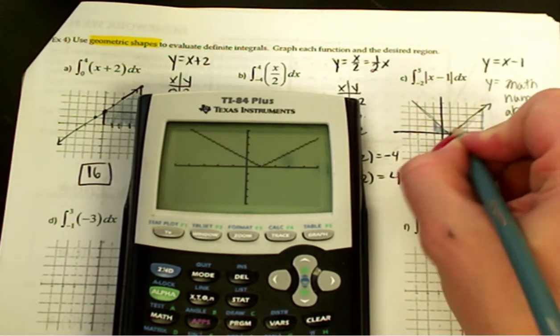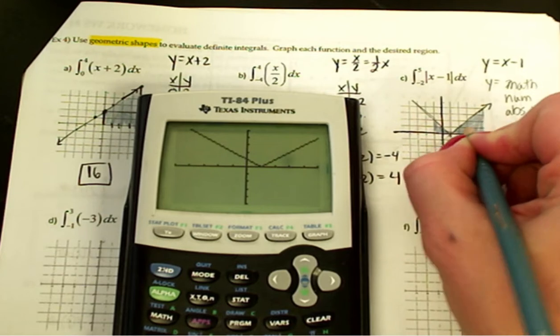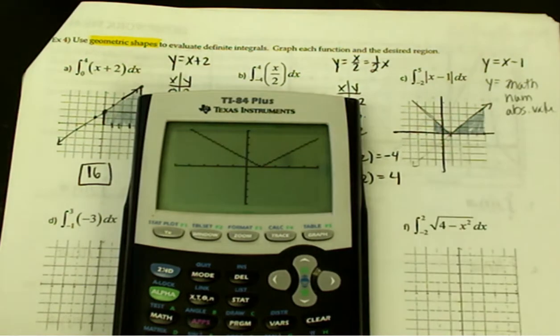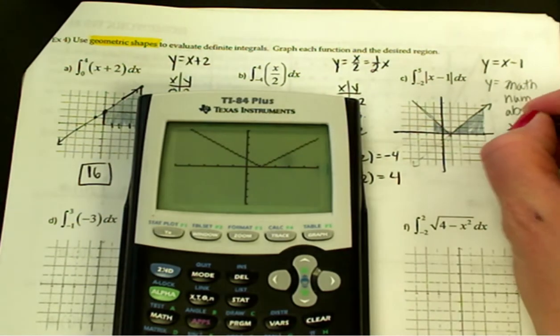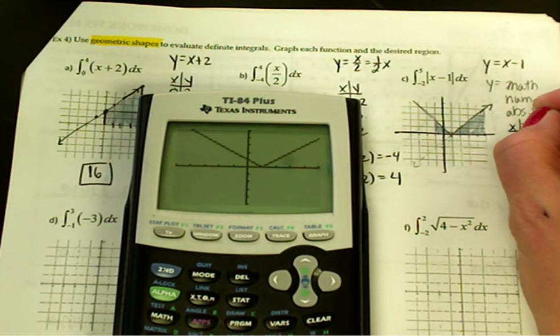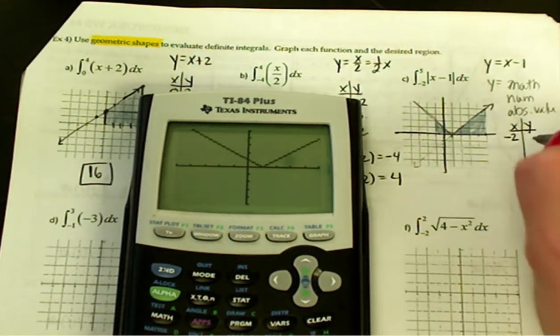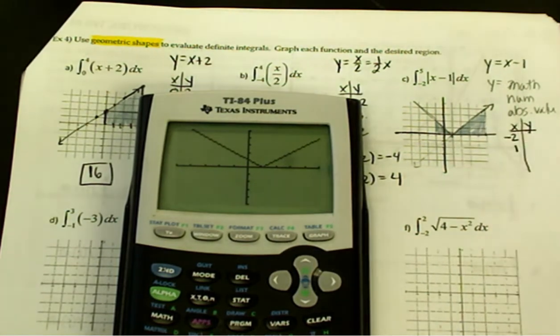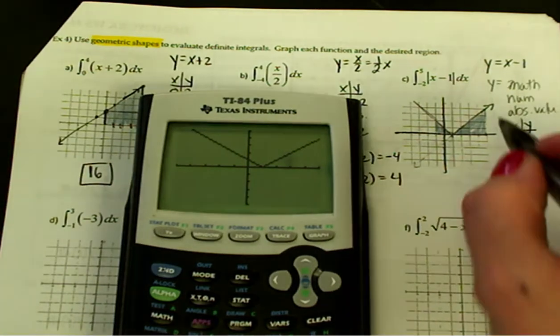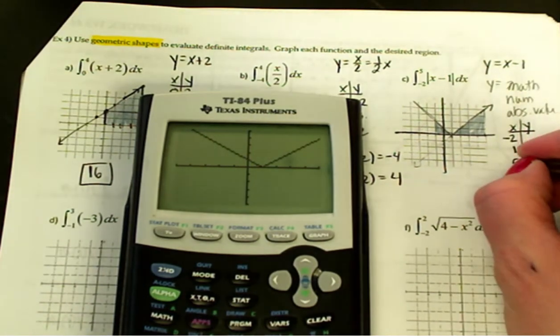Okay. So I have 2 sections. I have 2 different triangles. I am going to include the table of values here just so that I know where these points are. I'm going to put -2. I'm going to put 1 because that's where the sections are changing. And I'm going to put 5.